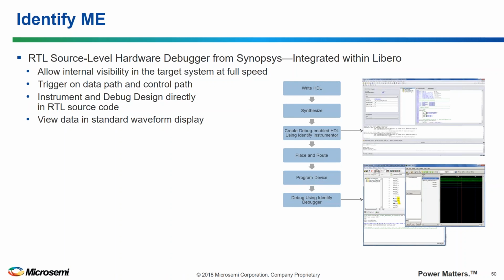And then you go through and synthesize the design. Identify will add additional logic to your design, and then there's a piece that you use after you've programmed the device called the Identify Debugger that allows you to set your trigger conditions, much like you would with an oscilloscope, but it's all based on internal signals. Then you can shift the data out and view it in a waveform viewer.